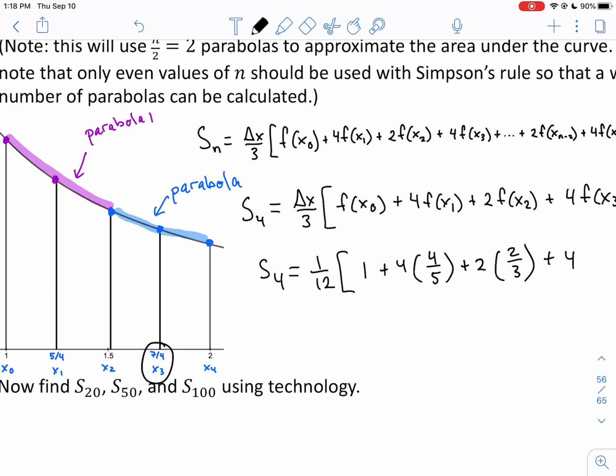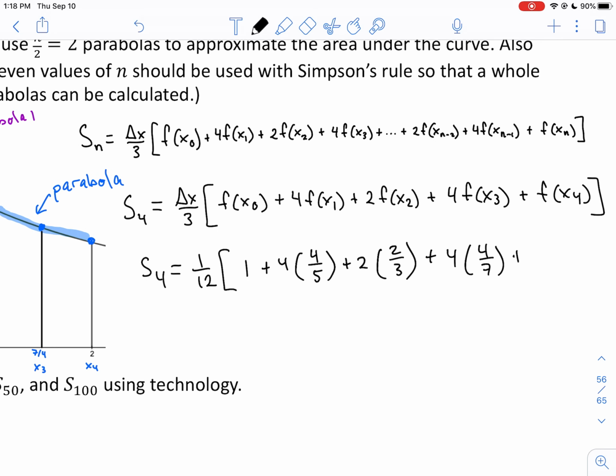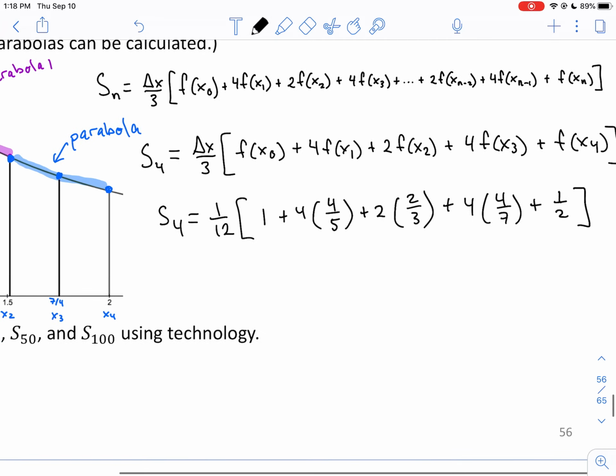Right, x sub 3 is 7/4. Plug that into the function and you're going to get 4/7. And then we do 1 copy of plugging in 2. Right, x sub 4 is 2 right there. Plug that into the function, you get 1/2, and just do 1 copy of that.